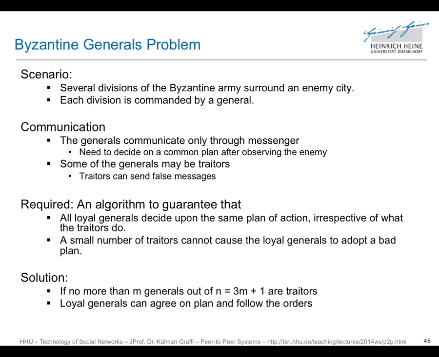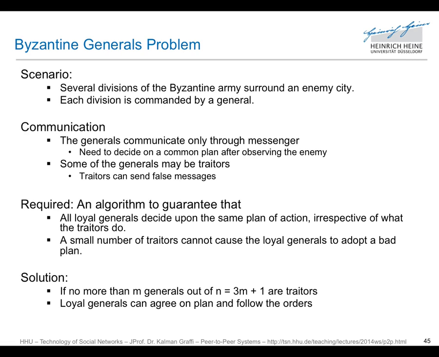So what is the background? There were some divisions, army groups of the Byzantine army surrounding an enemy city, and each division was led by a general, and they sent messengers around to communicate, so they were distant from each other at different spots around the city, and now they need to decide on a common plan. But some of the generals might be traitors working for the other party, and they can send false messages and try to influence the group's decision.